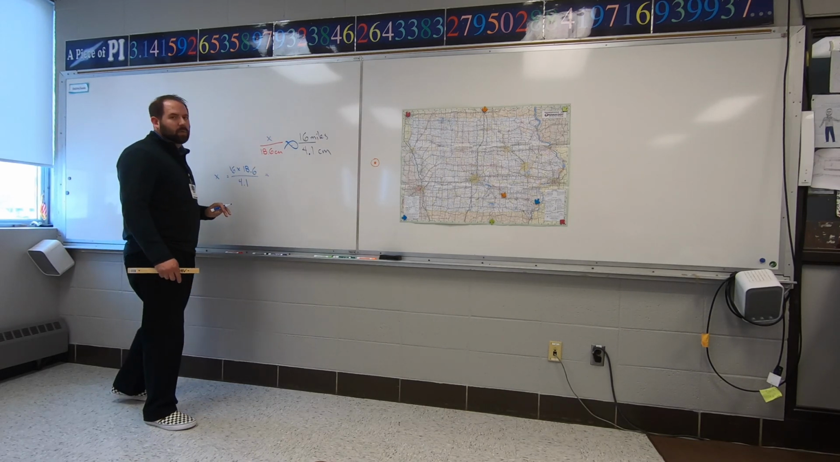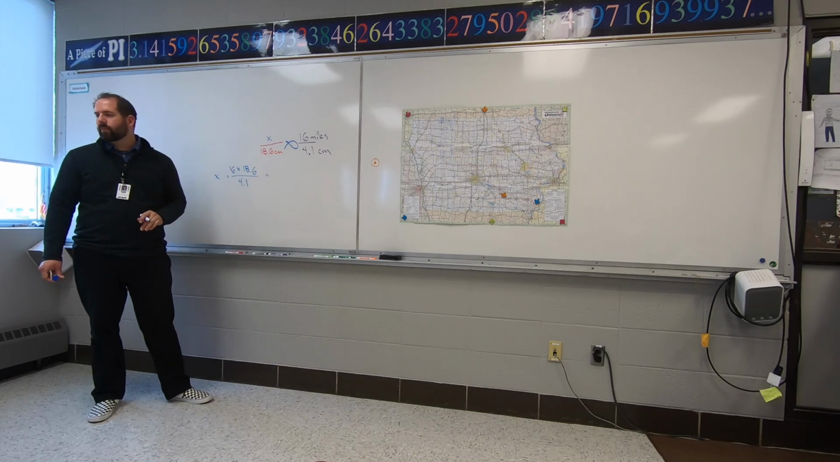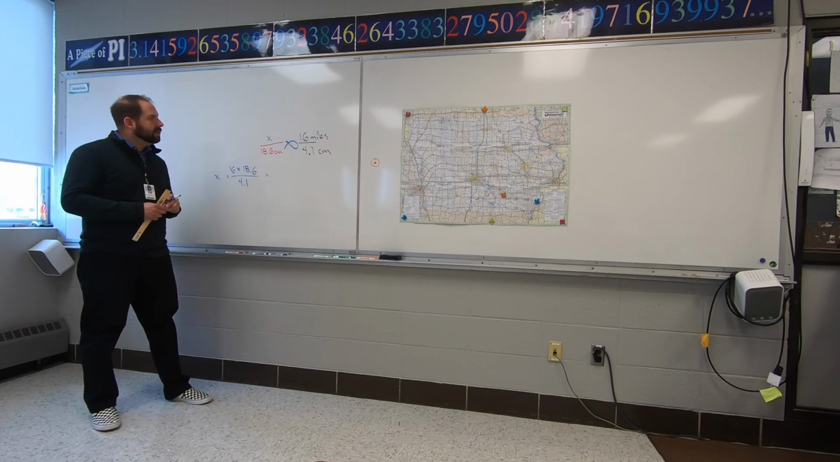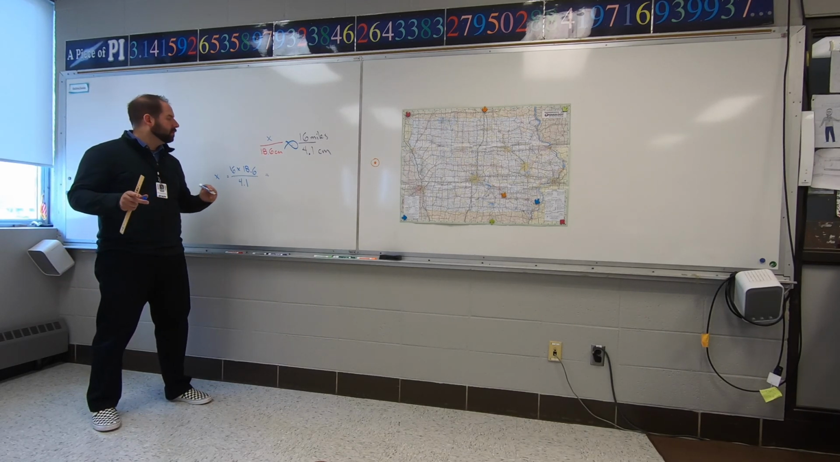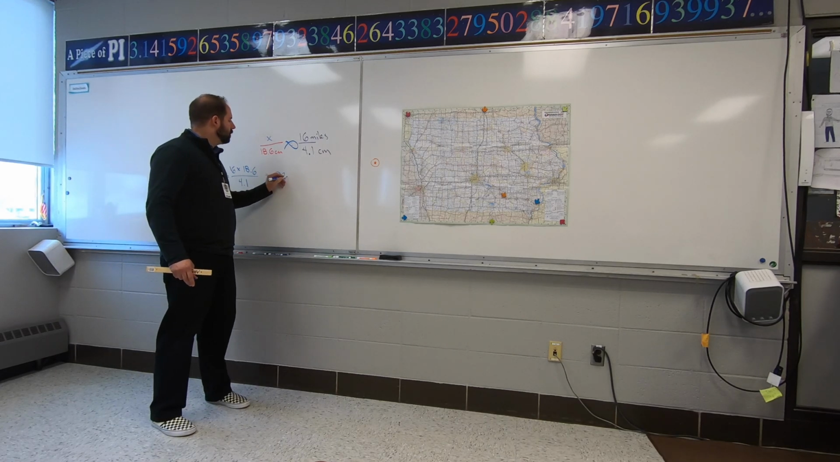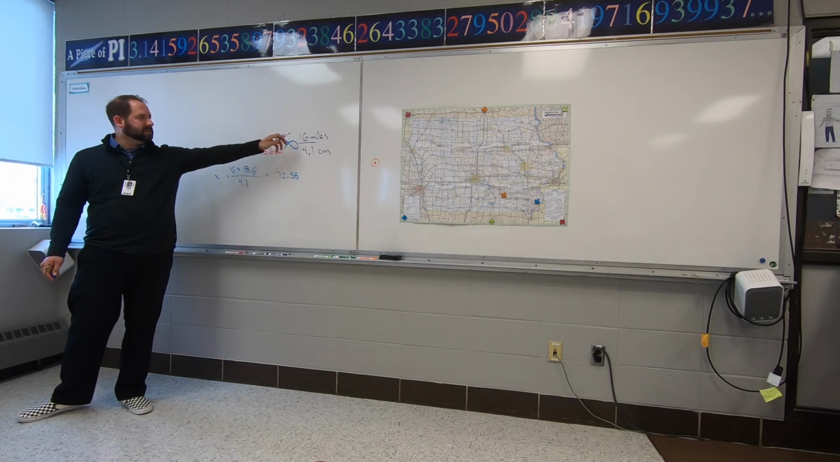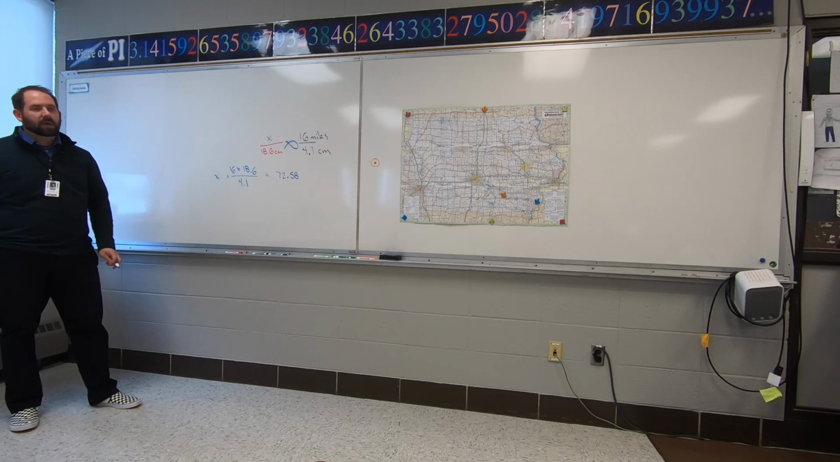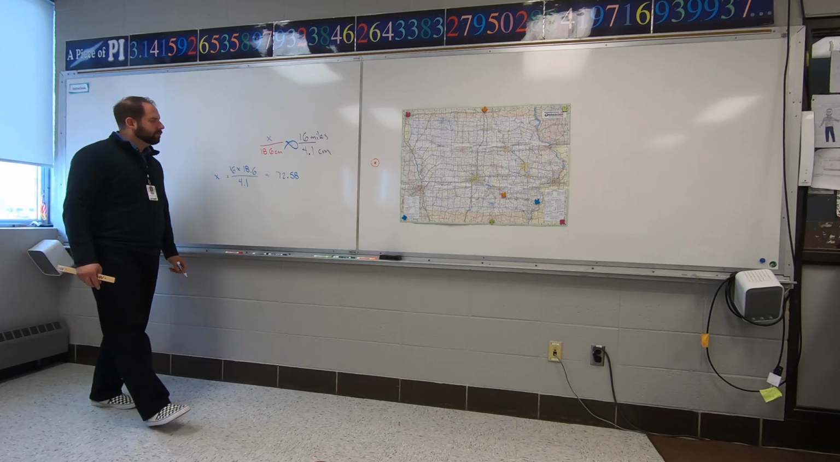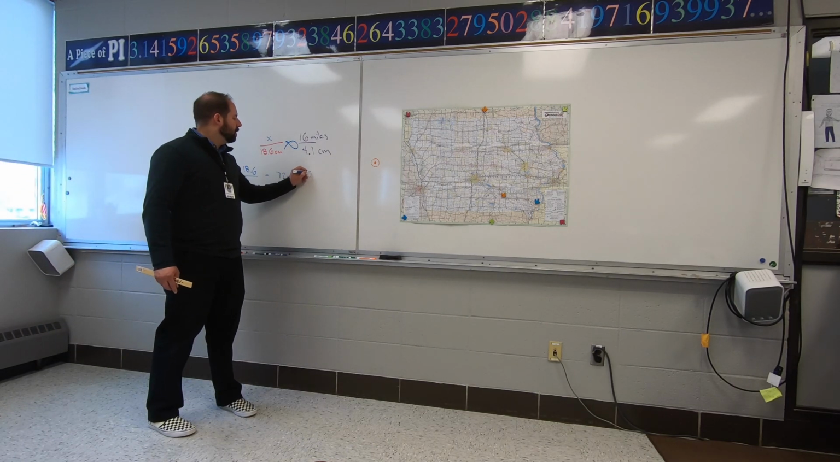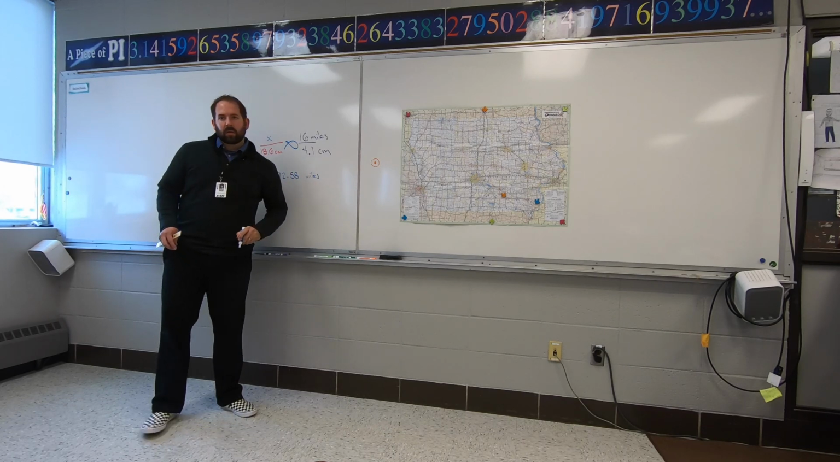Perfect. What do we get? 18.6 times 16. 72 miles. 18.0.58. So what do you do? Cross multiply and divide. 18 times 16 divided by 4.1. Okay, 72.58. 16 divided by 4.1.